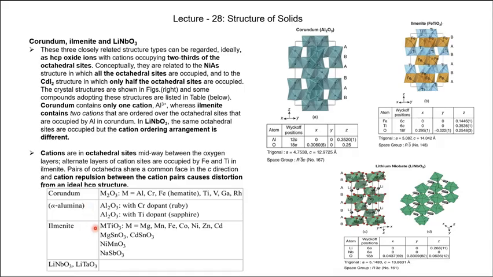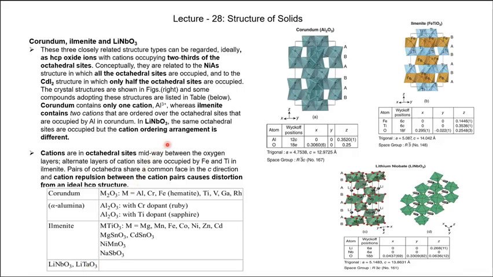Well, ilmenite, we see that MO3 is there, but in case of M, there are 2 cations. M is magnesium, manganese, iron, cobalt, nickel, zinc, cadmium, even magnesium tin oxide, cadmium tin oxide, nickel manganese oxide, sodium antimony oxides. All these compounds do crystallize in ilmenite structure. And lithium niobate, as I said, and lithium tantalate.